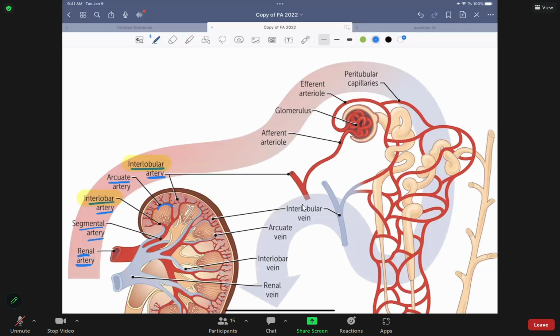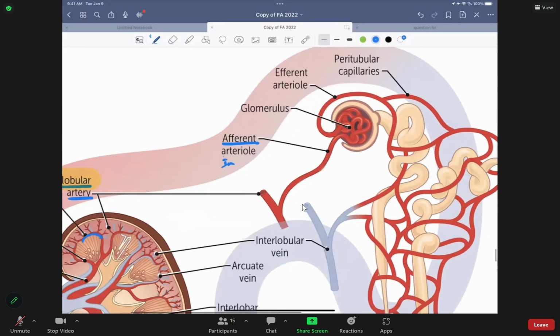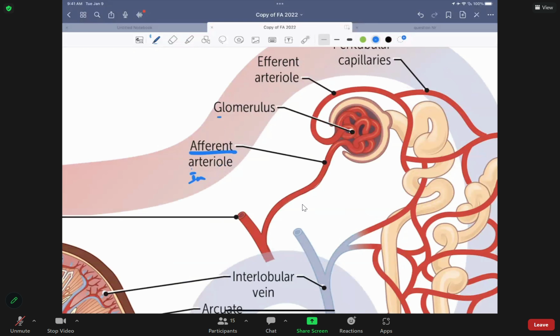Okay. So once it has interlobular, then it becomes afferent arteriole. AFF, that's going in. Okay. Afferent arteriole. Then you have the glomerulus. You can see that here. In the glomerulus, we filter. In the glomerulus, we do filtration, folks.